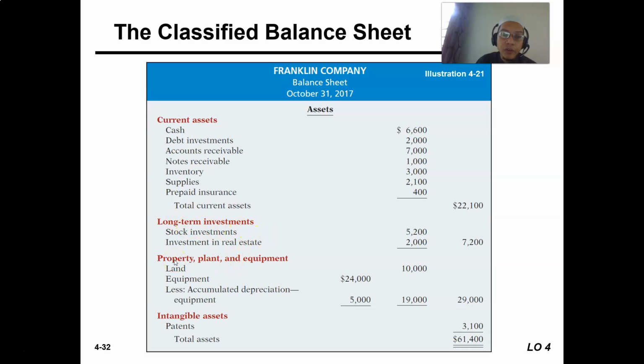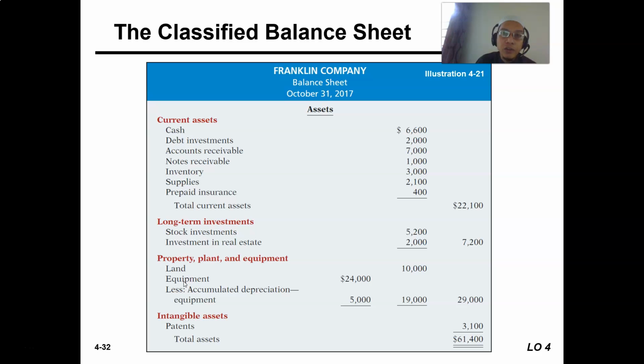And then they have properties that they own that are expected to give them benefit also beyond 1 year, okay. So we have land. People don't buy land and expect to use the land within 1 year, okay. They expect to have the land for multiple years, maybe for 10 years, maybe for 30 years. So it falls under property, plant and equipment, where these things are expected to give benefit beyond 1 year. Okay, so we have land and equipment.